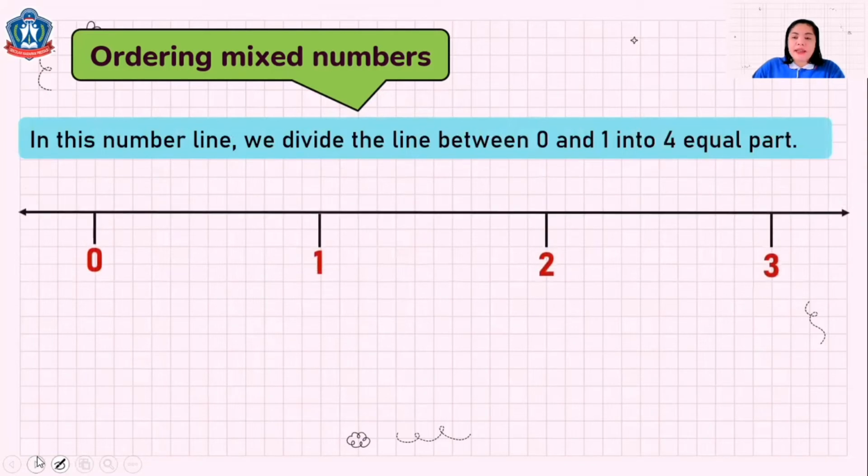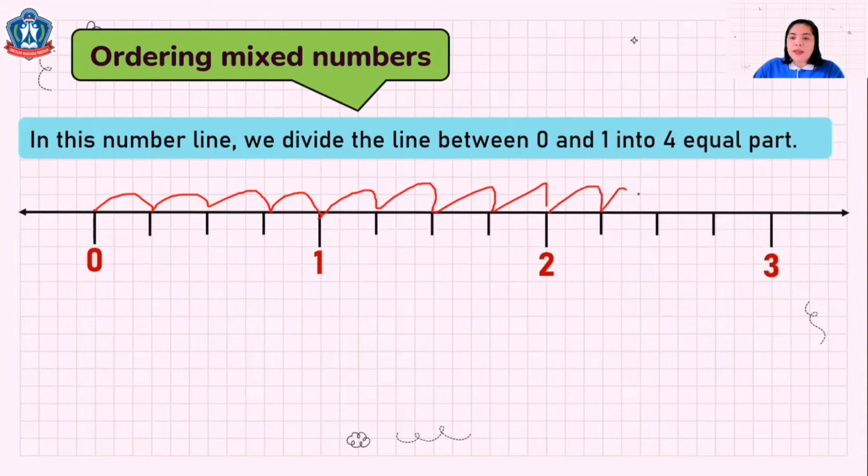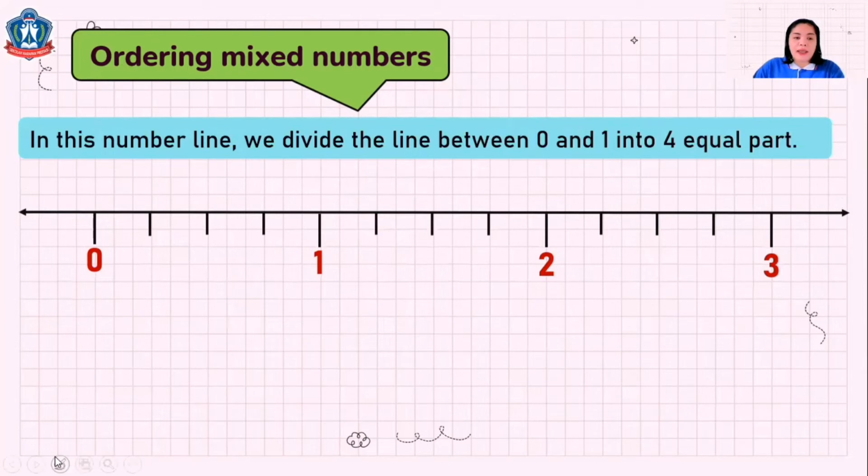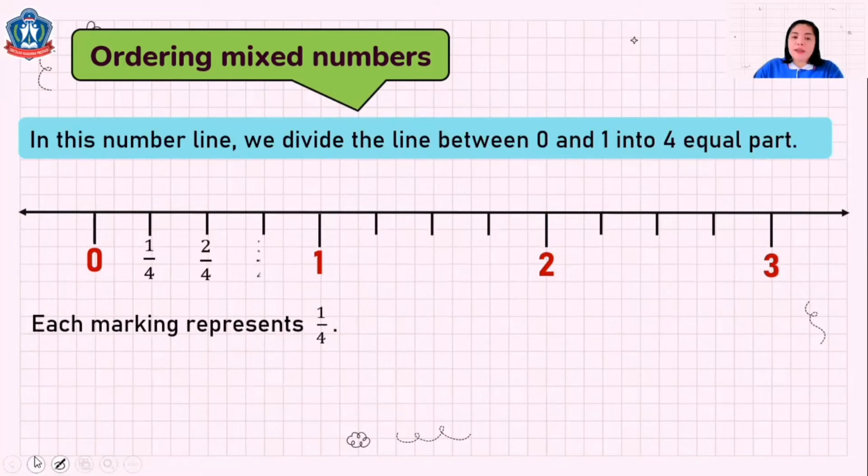So if we divide it into 4 equal parts, it will look like this. From 0 to 1, we have 1, 2, 3, 4. 4 equal parts. Another from 1 to 2, 1, 2, 3, 4. The same. 1, 2, 3, 4. Now, how do we call each part of each marking in this number line? Yes, it represents 1/4 because we divide it into 4 equal parts. So this is 1/4, 2 quarters, 3 quarters, and we have 1.